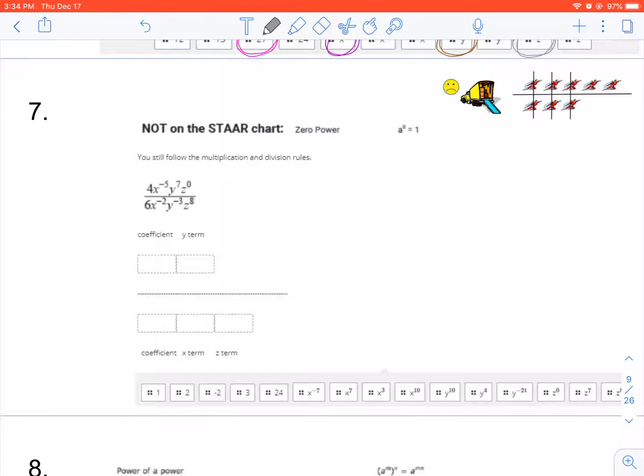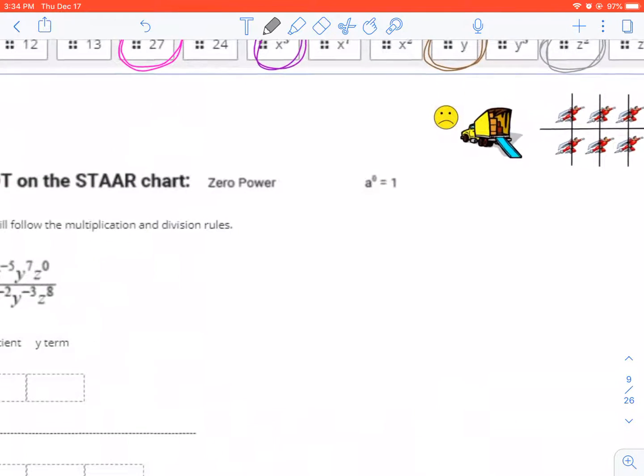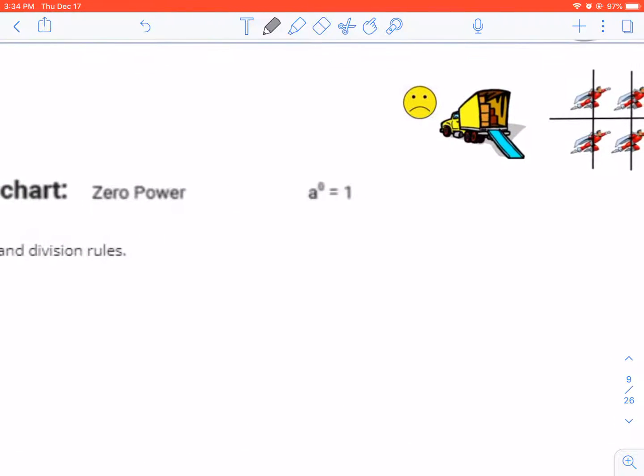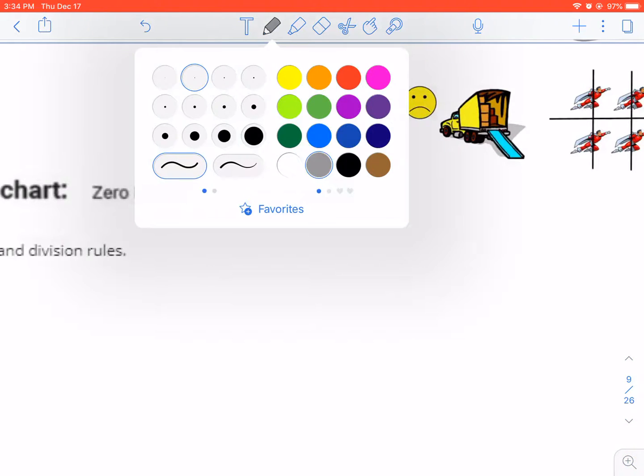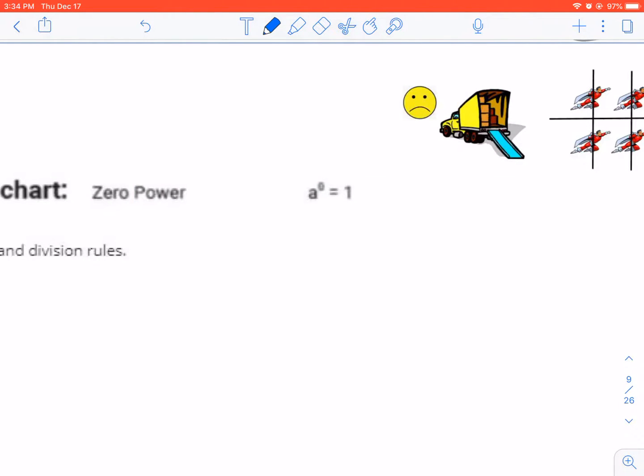This is question number 7 on Schoology, and we're going to start off with a power that's actually not on the star chart. It's the 0 power. And if you want to do a little bit of background just to see what's going on, if we have 2 to the first power and 2 to the second power, that's 2, and then 4. 2 to the third power would be 2 times 2 times another 2, which would be 8.